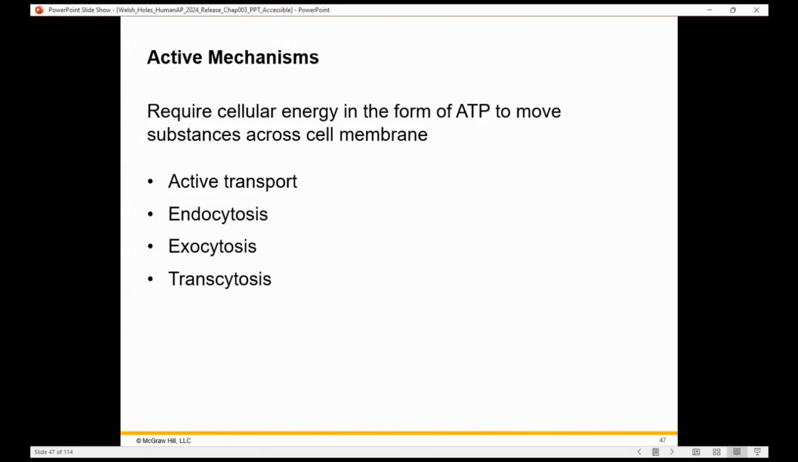Now let's talk about active mechanisms. They require cellular energy in the form of ATP to move the substances across the cell membrane. And we're talking about active transport, endocytosis, exocytosis, or transcytosis.